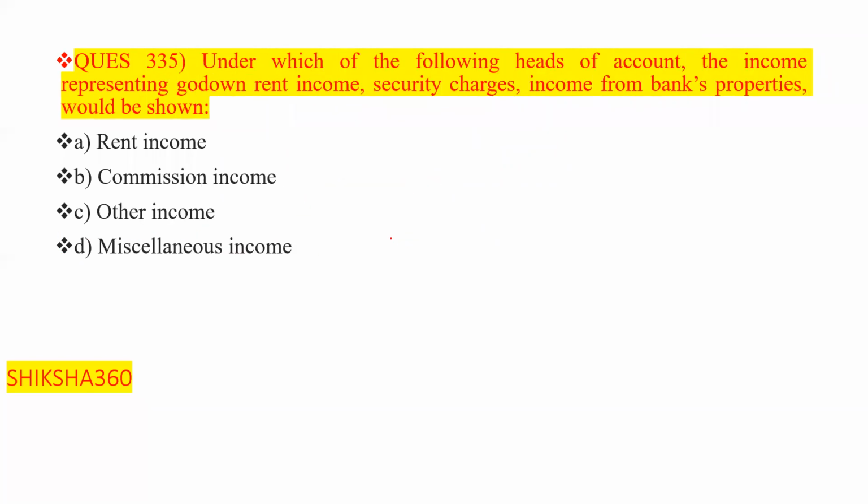Now move to the next question. Under which of the following heads of account would the income representing ground rent income, security charges, and income from the bank properties be shown? Rent income, commission income, other income, or miscellaneous income? Clear. Basically this is under the income category.